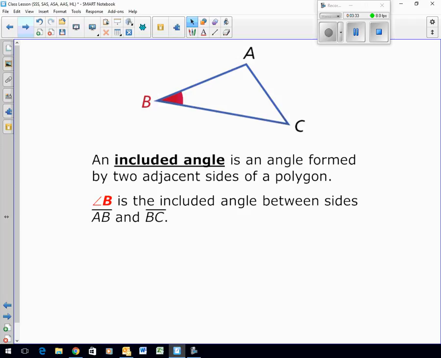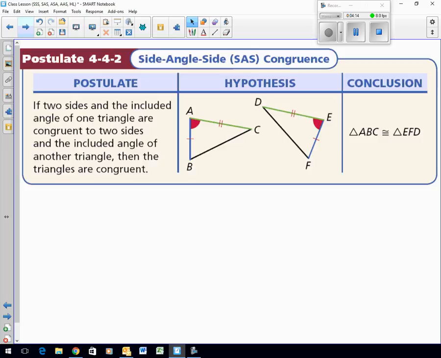Let's talk. What would be the included angle between sides BC and AC? BC and AC, the included angle is angle C. BA and CA, what's the included angle? A. Okay. An angle is between or formed by those particular sides.